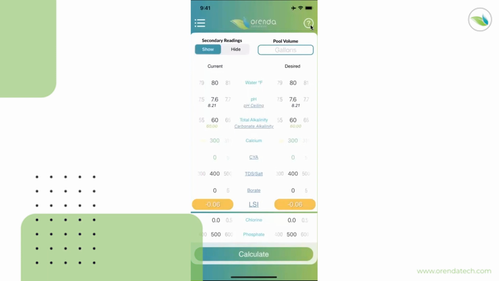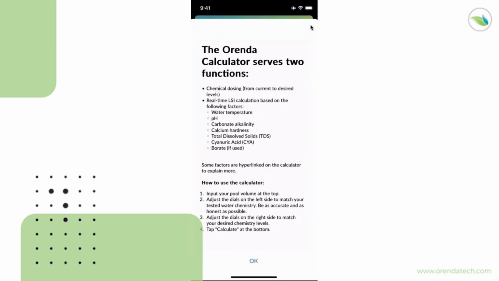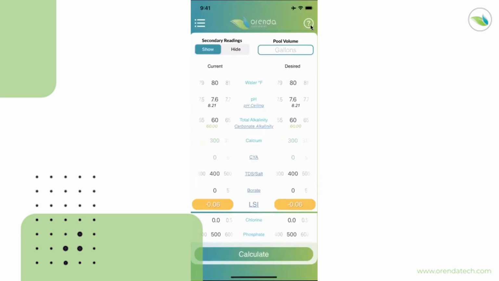When it works horizontally, if I go back to this question mark, it's a dosing calculator. Any difference between the left side, which is the current levels, and the right side, which is the desired levels, there's going to be a chemical requirement there or a dilution requirement. Let's bring it back to people like myself. Vertically is up and down, horizontally is side to side, everybody.